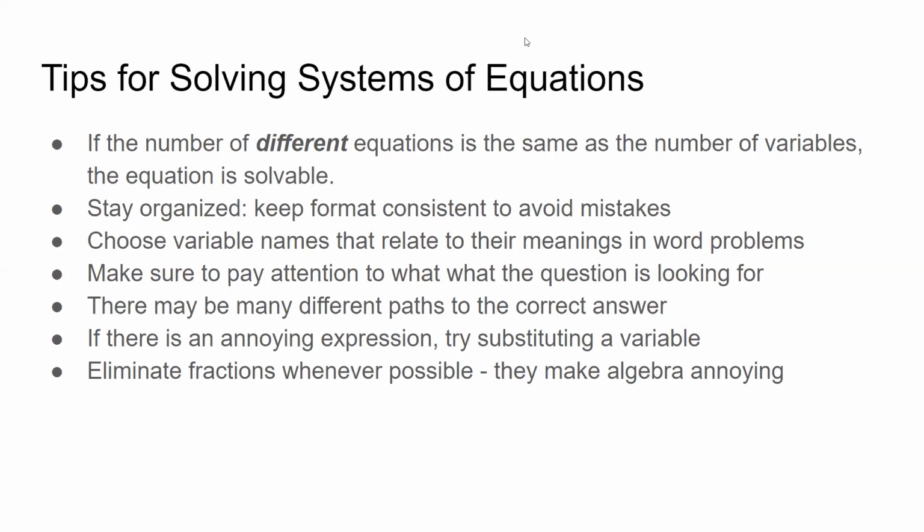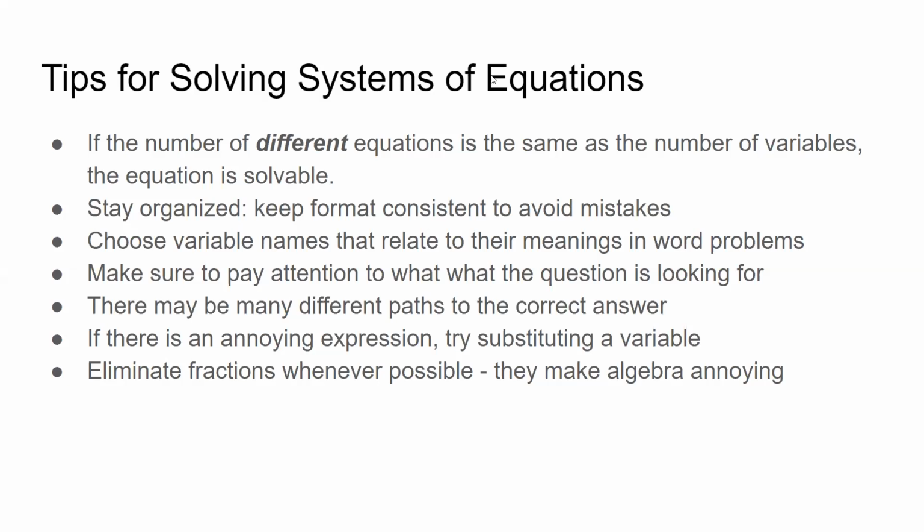You always have to stay organized because there's a lot of math that goes down when you're solving a system of equations. Like earlier, I made mistakes because I was writing all over the place. So make sure to keep it as neat as possible. Another helpful thing is in word problems, you want to choose variable names that relate to their meanings. Like remember we had quarters and nickels, we used Q and N. This just keeps things easier in the long run.